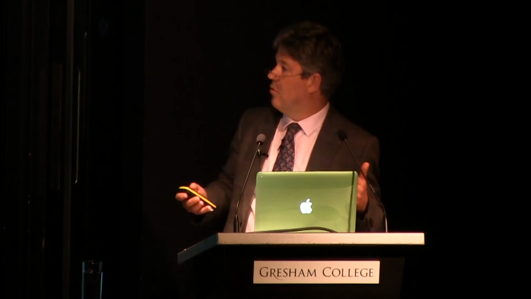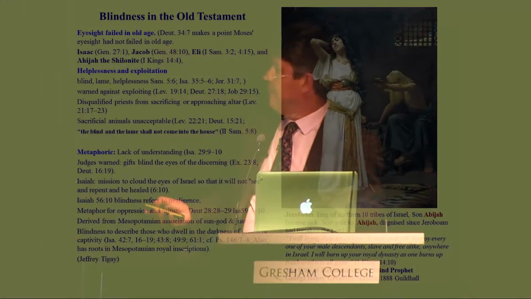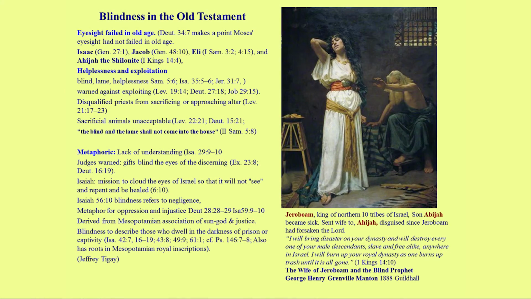Now, blindness in the Old Testament became a rich source of images. And what I thought I would kick off was to show you one that's just around the corner. This is actually in the Guildhall and painted by George Manton in 1888. And it's the story of Jeroboam, who is the king of the northern 10 tribes of Israel.